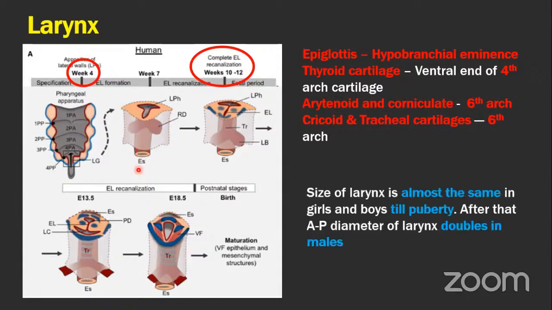And the size of larynx is almost the same in girls and boys till puberty. Till puberty, you have to remember. And after that, the anteroposterior diameter of larynx doubles in male. AP diameter. If it is not doubling properly or the length is not increasing, then this female voice happens in males. Okay. So it actually doubles in male after puberty only. So that is the development. Remember this picture.